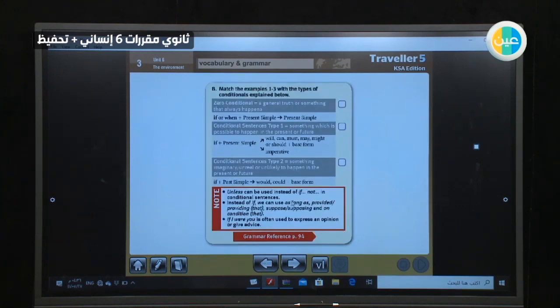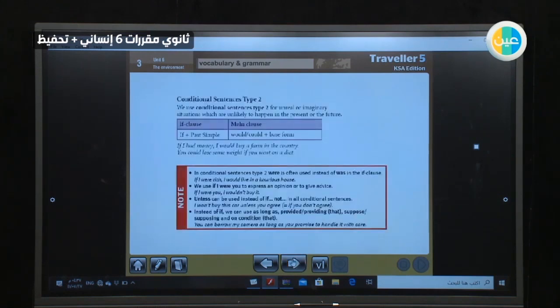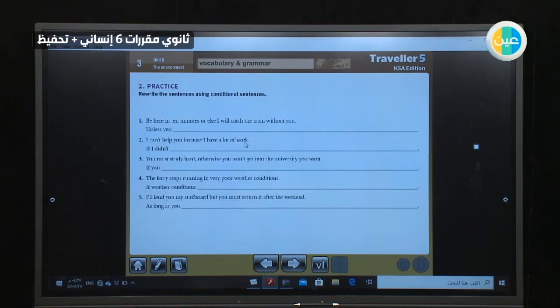Yes, here, unless can be used instead of if in conditional sentences. So sometimes you can use unless instead of if or when. Number 2, instead of if, we can use as long as, provided, providing that, suppose, supposing, and on condition, but use them with the word that. If I were you is often used to express an opinion or give advice. Is it clear for you now? Okay, we will do the exercise.